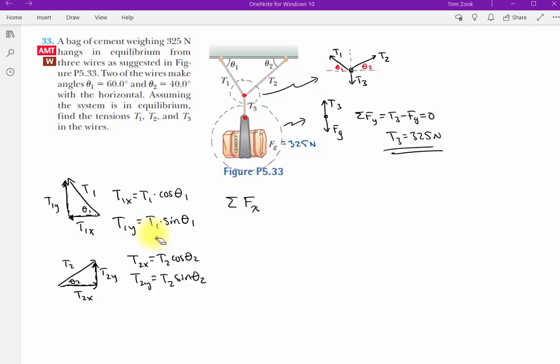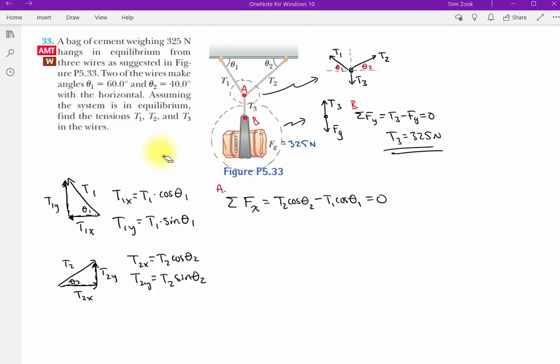So in the x direction, if I write a net force equation for that point of contact right here, let's label it A, and we can call this point B. For point A, we can say that in the positive x direction, we have T2 cosine theta 2 minus T1 cosine theta 1, which should be equal to 0 because it is in equilibrium.